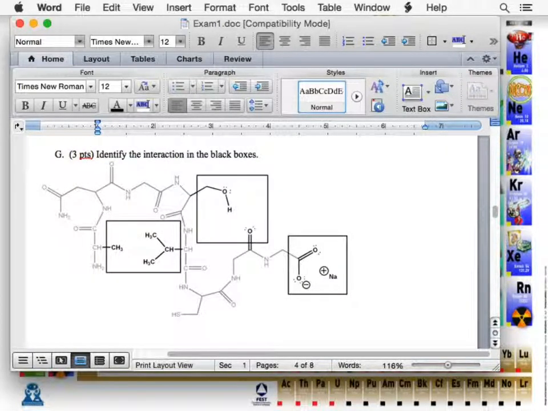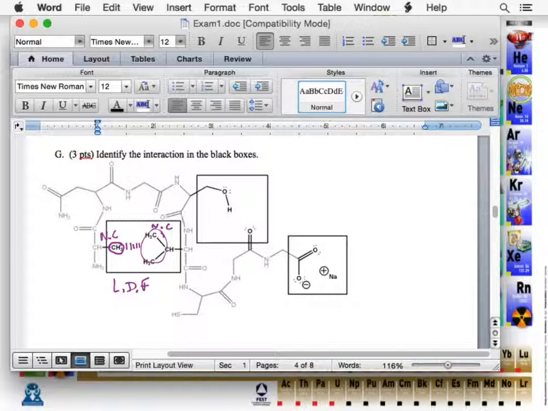Okay, how do we decide what our interactions are? You said London dispersion here. How did you determine London dispersion? We have carbon-hydrogen bonds which are non-polar covalent. And on the other side we have carbon-hydrogen bonds which are non-polar covalent. The interaction between those two groups will by definition be London dispersion forces.